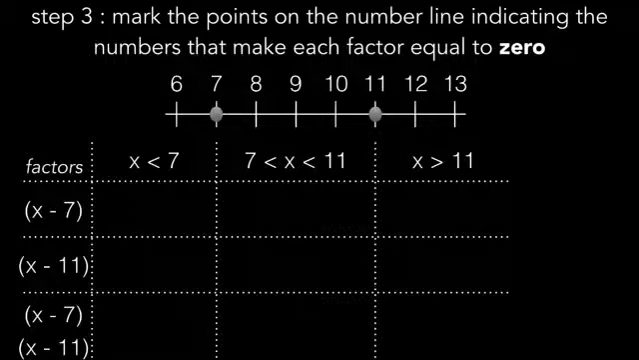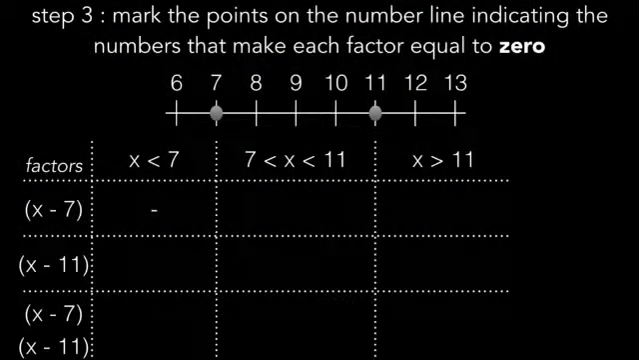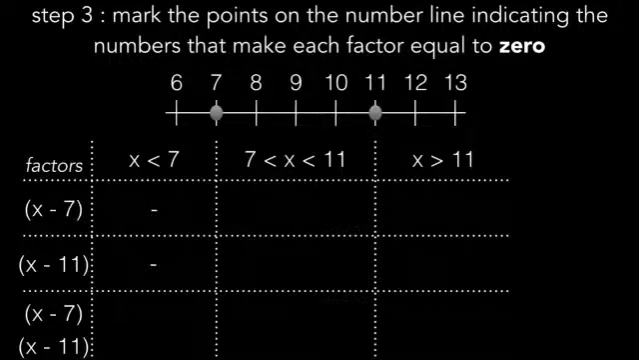6 is a number less than 7, so we substitute it into the factor x minus 7, which would be read as 6 minus 7 after the substitution. 6 minus 7 is negative 1, and since it is a negative, that is our sign that must be put on the graph. Now, following the second row of the same particular region, we must substitute any number less than 7 into the factor x minus 11. Any number less than 7 that is subtracted by 11 would give us a negative result as well, making us place the negative sign.